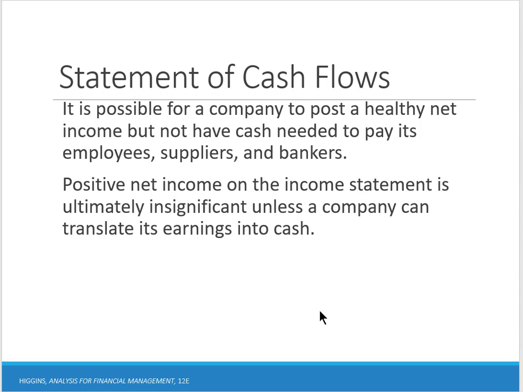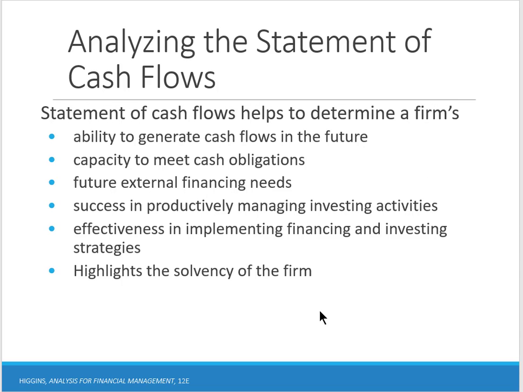It's kind of a strange concept, I guess. Most of us are brought up thinking that profit is what businesses are all about. In the end, though, the thing that they want to create is cash, because you cannot spend profit. You can only spend cash. So how do we analyze these statements? What does it tell us?